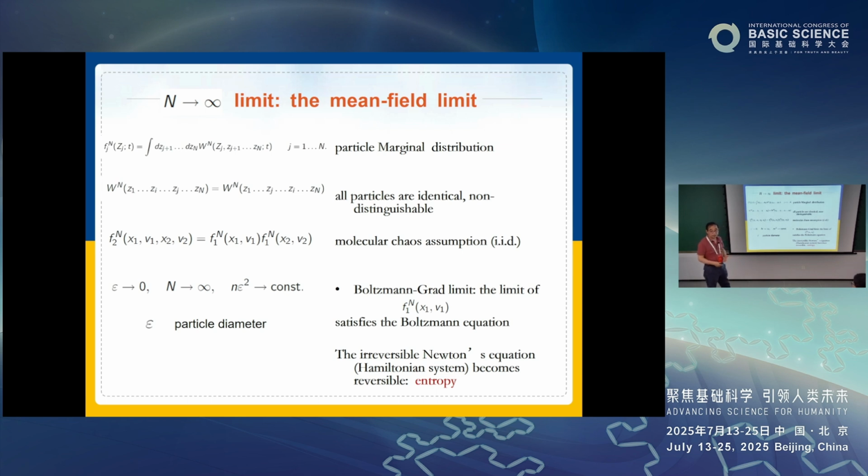So this is called a rarefied gas. Usually N scales like sigma to the minus cube, but here we assume N scales like sigma to the minus squared. So this is a rarefied gas, fixed at a constant. This is called the Boltzmann-Grad limit. And then you can actually derive the dynamics for F1, the one-body F, which is exactly the Boltzmann equation. Okay, so that's how you get the Boltzmann equation from Newton's equation.